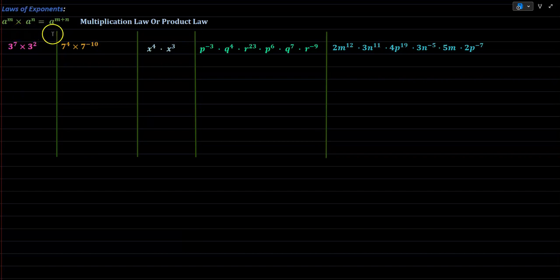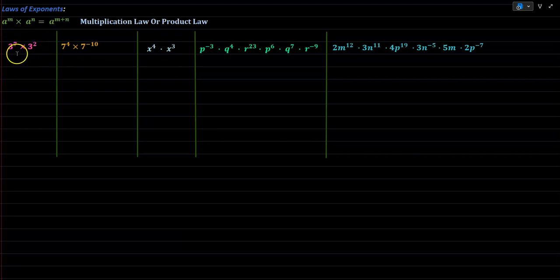It's very easy. The law says you have to simply write the common base and in the power, you just have to add the powers of both the numbers. So let us see some examples and try to implement the law on those examples and write the expression in the simpler form.